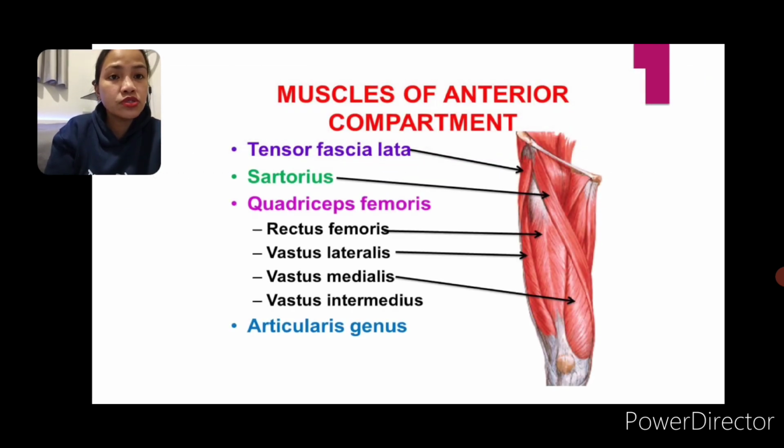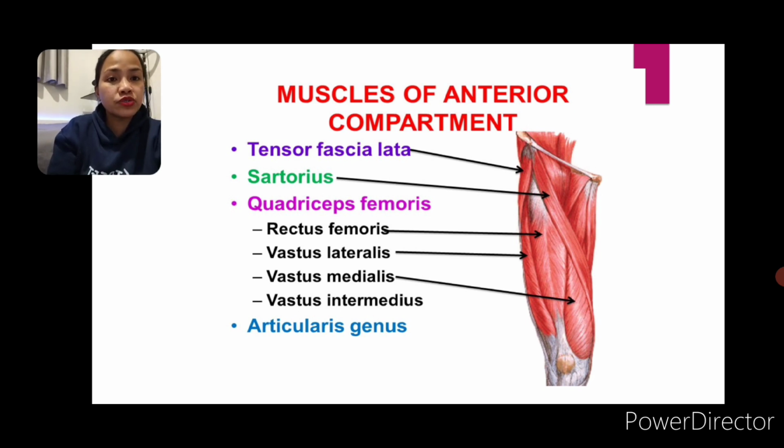So let me just show you on this illustration. You can see this very long muscle that starts from here all the way down. It is attached to the femur bone. That is the sartorius muscle. What this does is it flexes the whole leg at the hip, flexes at the knee. It also does lateral rotation.